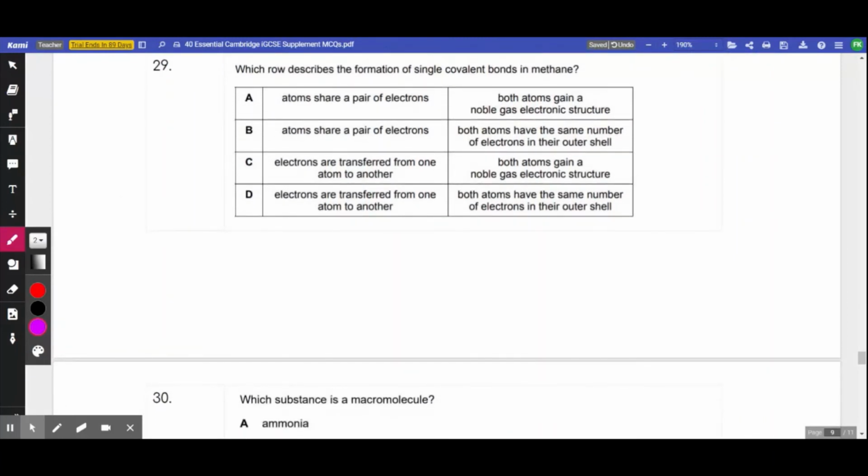29, which row describes the formation of single covalent bonds in methane? Pause the video if you need to, because you'd like to have a go at this yourself. So the formation of single covalent, well, there's the big clue. Covalent means that you have two atoms that share an electron pair.